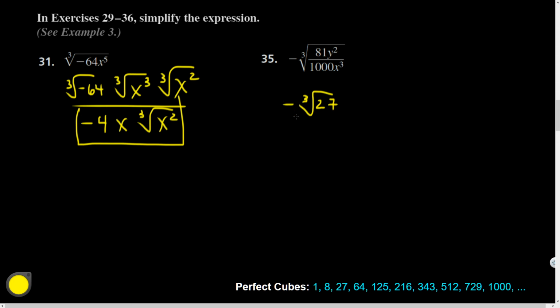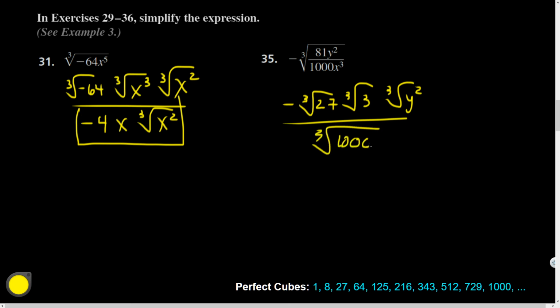Let's see, I'm going to write this minus sign before I forget it. 27 times what is 81? Well, that's 3. How about y squared? Can I break that into a perfect cube? No, I cannot. Cube root of 1,000, that is a perfect cube. And the cube root of x cubed, I don't have to break that up because it already is a perfect cube. So let's see what happens when I simplify.